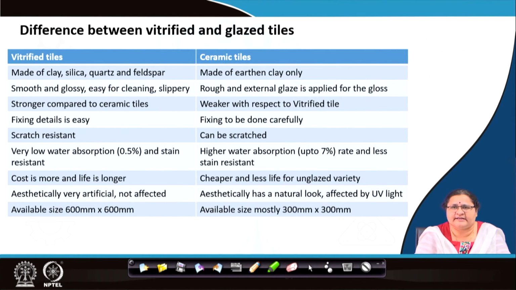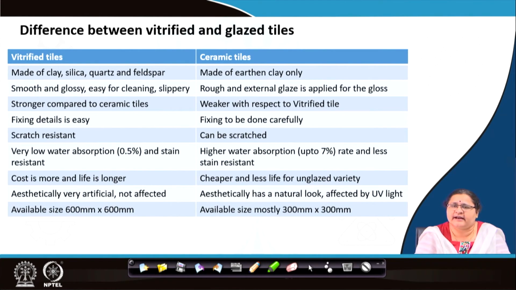Vitrified tiles have very low water absorption. You can see the value. Cost: vitrified tiles take a higher cost and promise a higher life. Aesthetically, they give a marble or granite finish. You can have such patterns on top even nowadays, but yes, it is a little artificial. You can make out it is not a stone, whereas with ceramic tiles you can have a natural look.